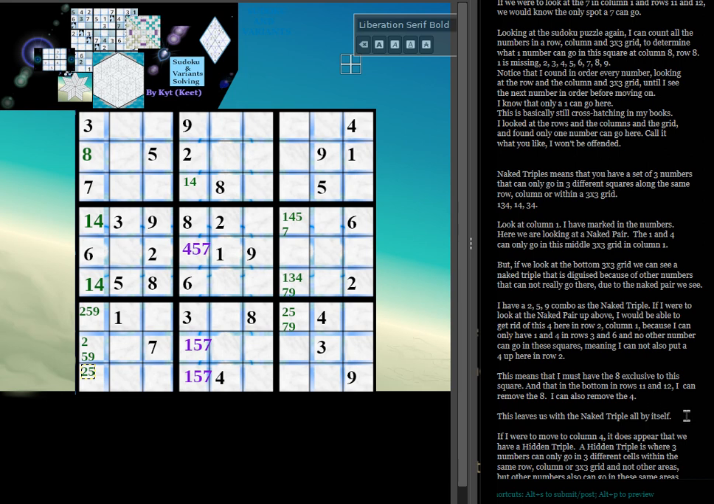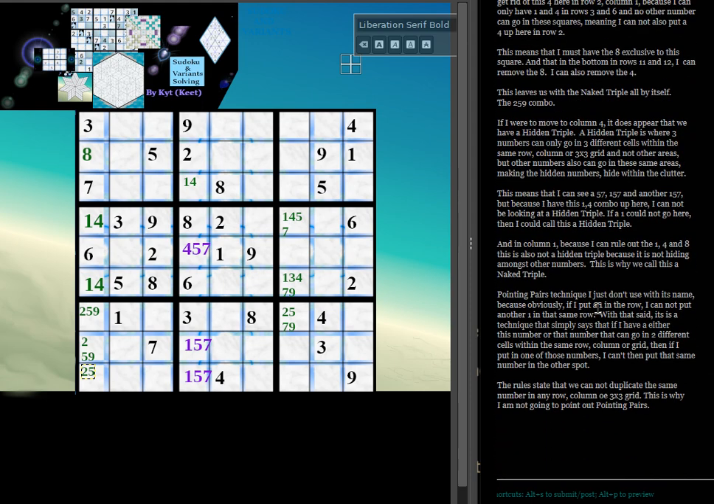This leaves us with a naked triple all by itself, the 2, 5, 9 combo. If I were to move to column 4, it does appear that we have a hidden triple. Hidden triple is where 3 numbers can only go in 3 different cells within the same row, column, or 3 by 3 grid and not other areas. But other numbers also can go in these same areas, making the hidden numbers hide within the clutter.